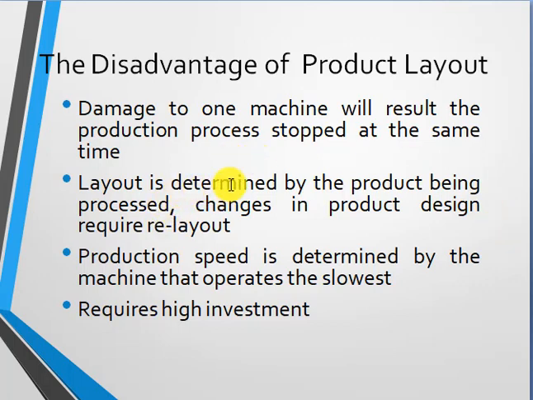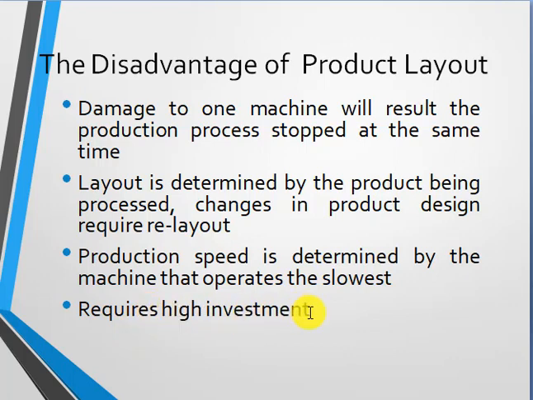Okay, the layout is determined by the product being processed. A change in the product design requires a re-layout, as I mentioned before. Production speed is determined by the machine that operates the slowest.